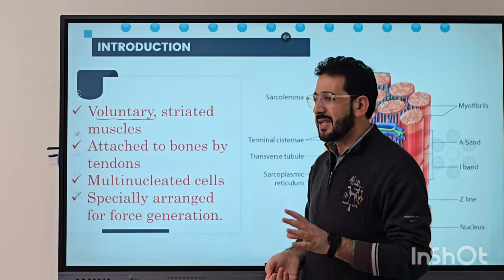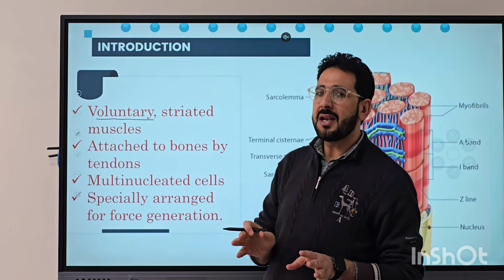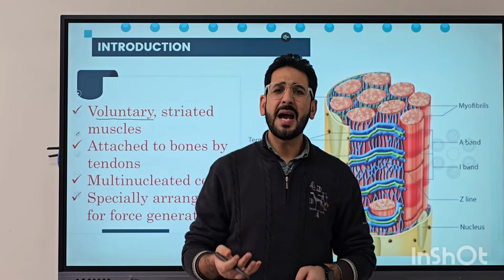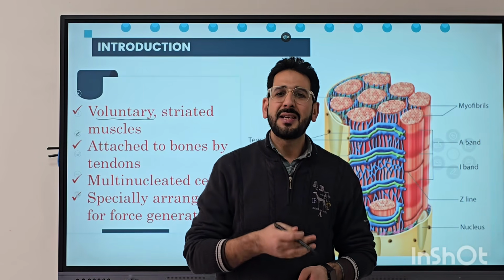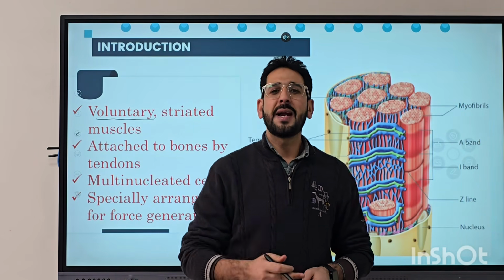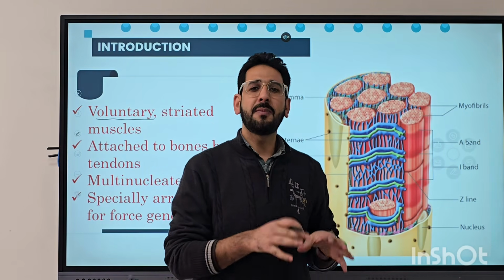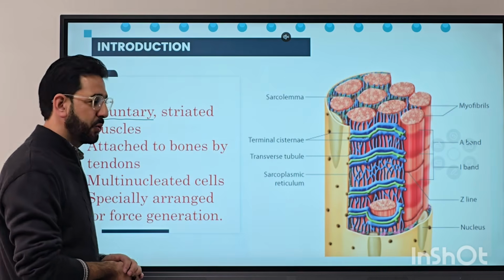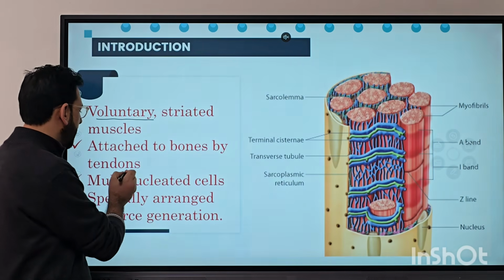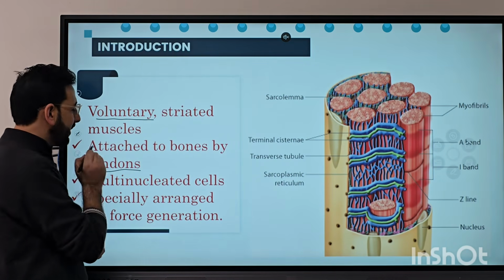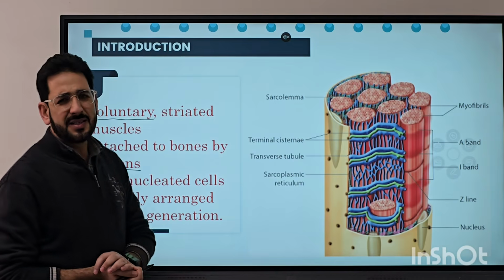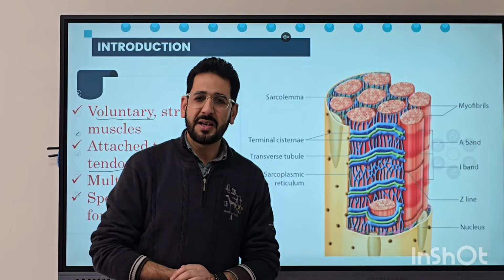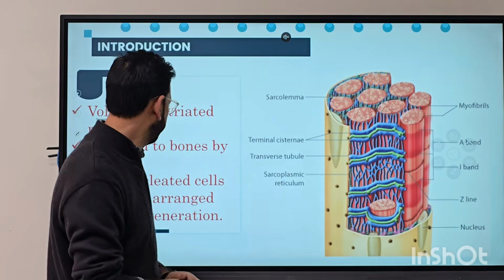Now, as I've already told you, these skeletal muscles are attached to our bones, to our skeleton. The attachment of these skeletal muscles to the bones is provided by a special connective tissue called tendons. This is mainly by the tendons, and it is also provided by aponeurosis, or there can be a direct attachment to the bones as well.